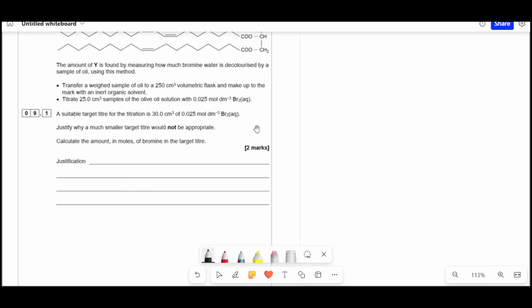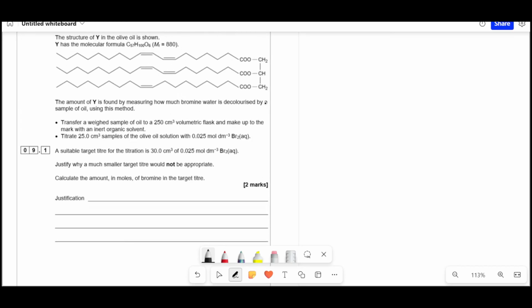The amount of oil is used by measuring how much bromine water is decolorized by a sample of oil using this method. Transfer a weighed sample of oil to a 250 cm³ volumetric flask and make up to the mark with an organic solvent. So they got 250 cm³ of oil. And what did they do? They took 25 cm³ out and did what with it? Titrated 25 cm³ sample oil solution with.